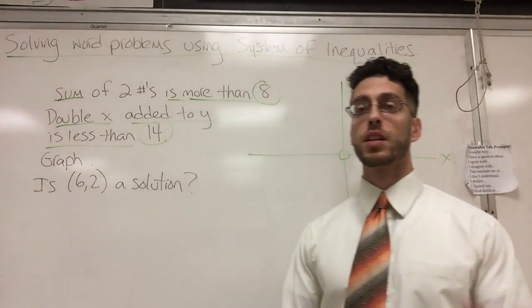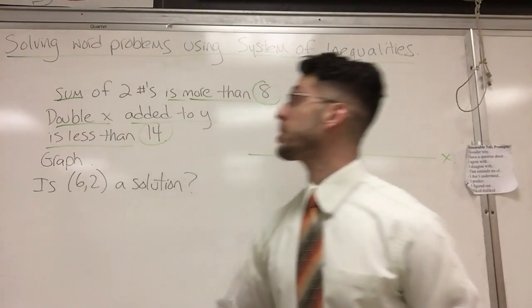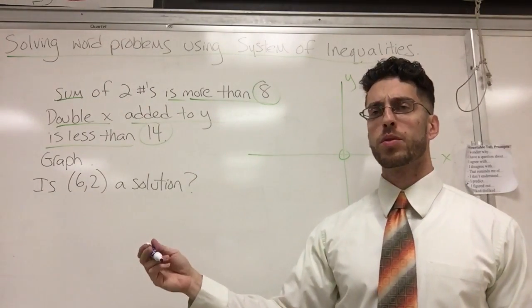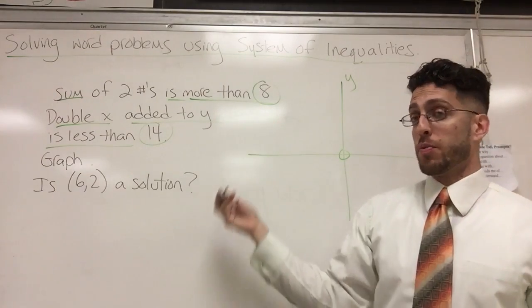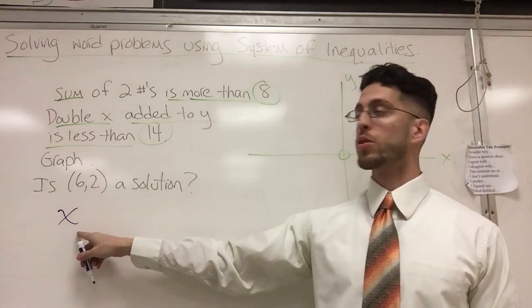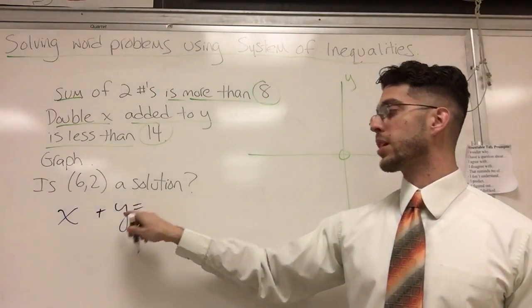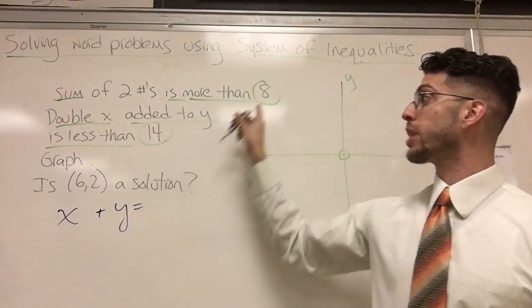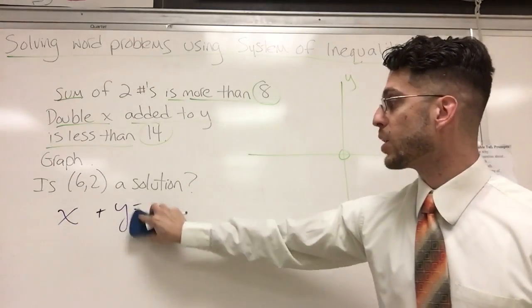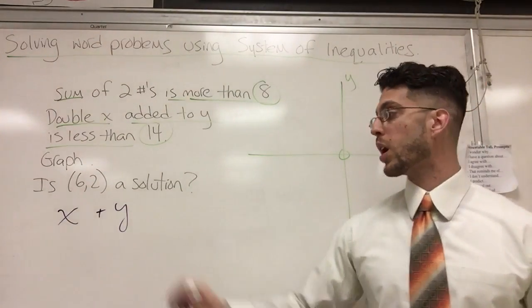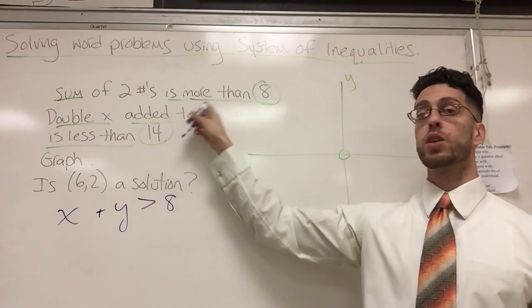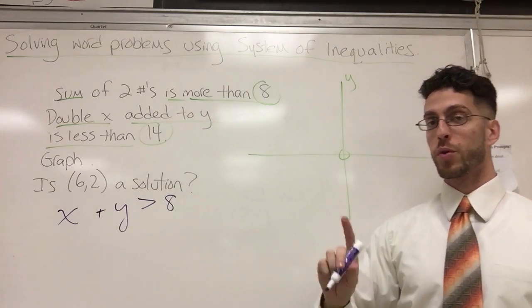If you want me to graph it, that means I need an equation. So let me see here. Sum means add two numbers. I don't know the two numbers, is more than 8. There's so many different choices. So I'm going to go with x as my first number or my smaller number, plus y, my second number or my larger number, equals 8, right? Wait a second, is more than 8. So that's not an equal sign. This is not an equation. This is an inequality. Greater than 8. Not greater than or equal to, strictly greater than, because it says is more than, not more than or equal.